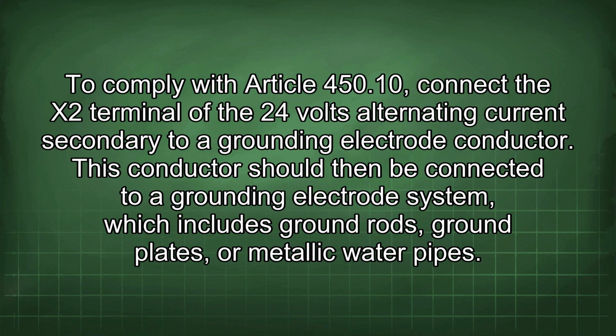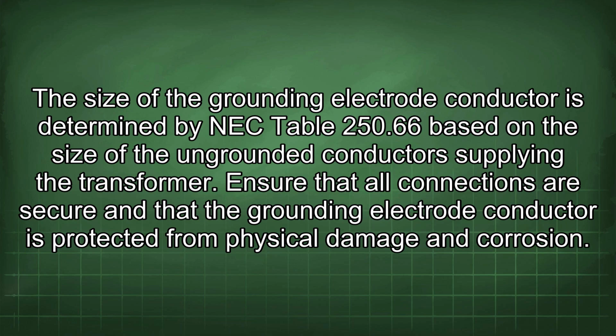This conductor should then be connected to a grounding electrode system, which includes ground rods, ground plates, or metallic water pipes. The size of the grounding electrode conductor is determined by NEC Table 250.66 based on the size of the ungrounded conductors supplying the transformer. Ensure that all connections are secure and that the grounding electrode conductor is protected from physical damage and corrosion.